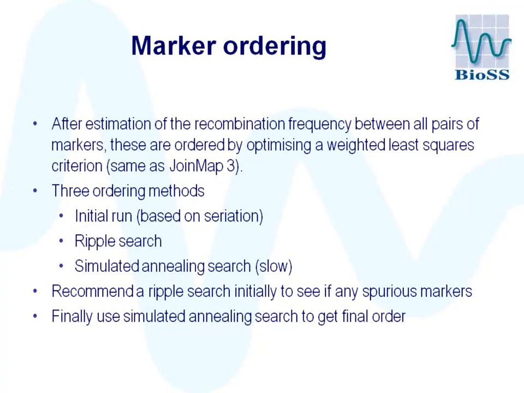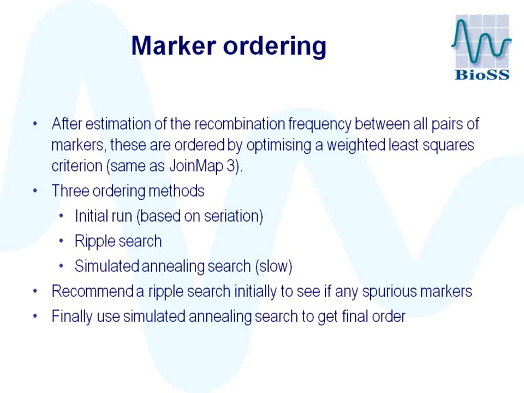It always starts with an algorithm based on seriation, which is a fast way to find a possible initial configuration. After that, it will then try a ripple search, which is fairly fast. And then finally, there's an option of doing a search based on a more general search algorithm called simulated annealing. What we would recommend, since simulated annealing is slow, is to stay with the ripple search for most of the time.